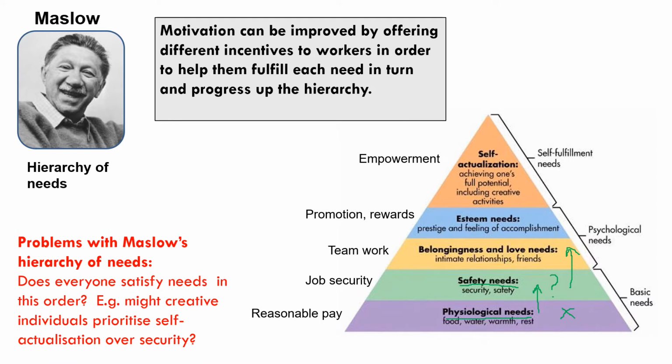Again, some problems with Maslow's hierarchy of needs. Does everyone satisfy needs in this order? Might creative individuals prioritize self-actualization over security? Does everyone have their needs in the same order? And does everyone want to achieve self-actualization?